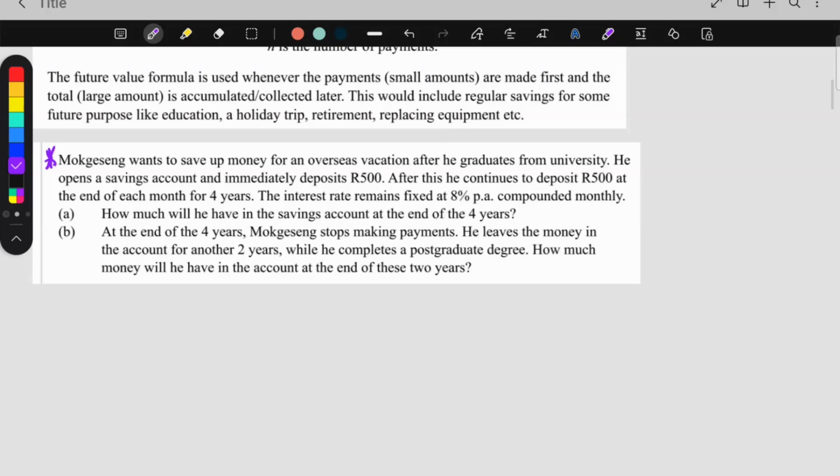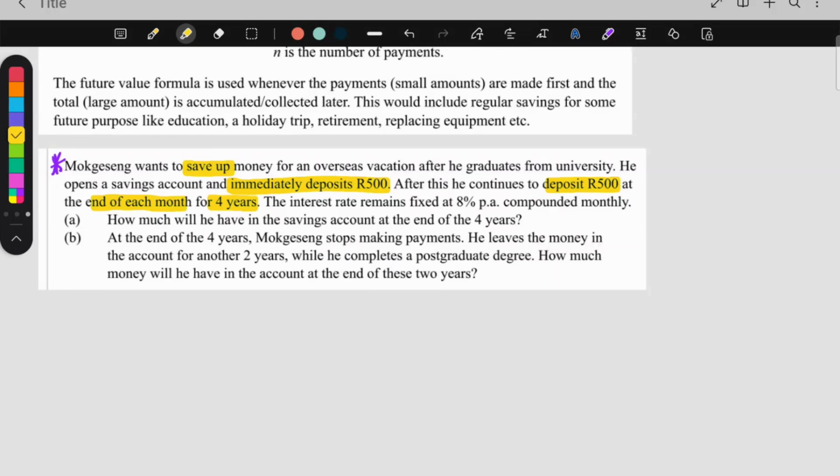So our first example says, Mokhe Singh wants to save money for an overseas vacation after he graduates from university. So he opens up a savings account and immediately deposits 500 Rand. After this, he continues to deposit 500 Rand at the end of each month for 4 years. It says here the interest rate remains fixed at 8% per annum, compounded monthly. Okay, so there we have all the information.